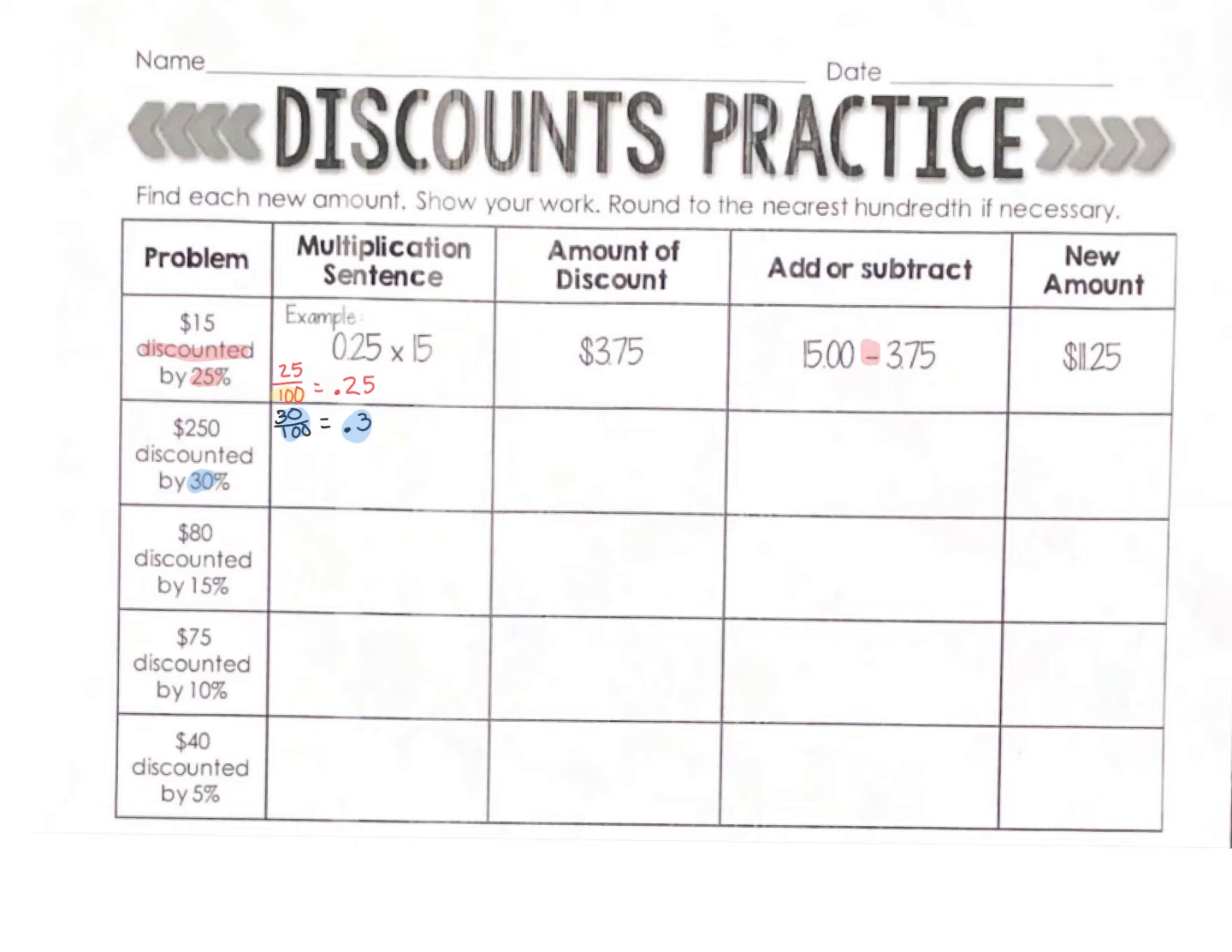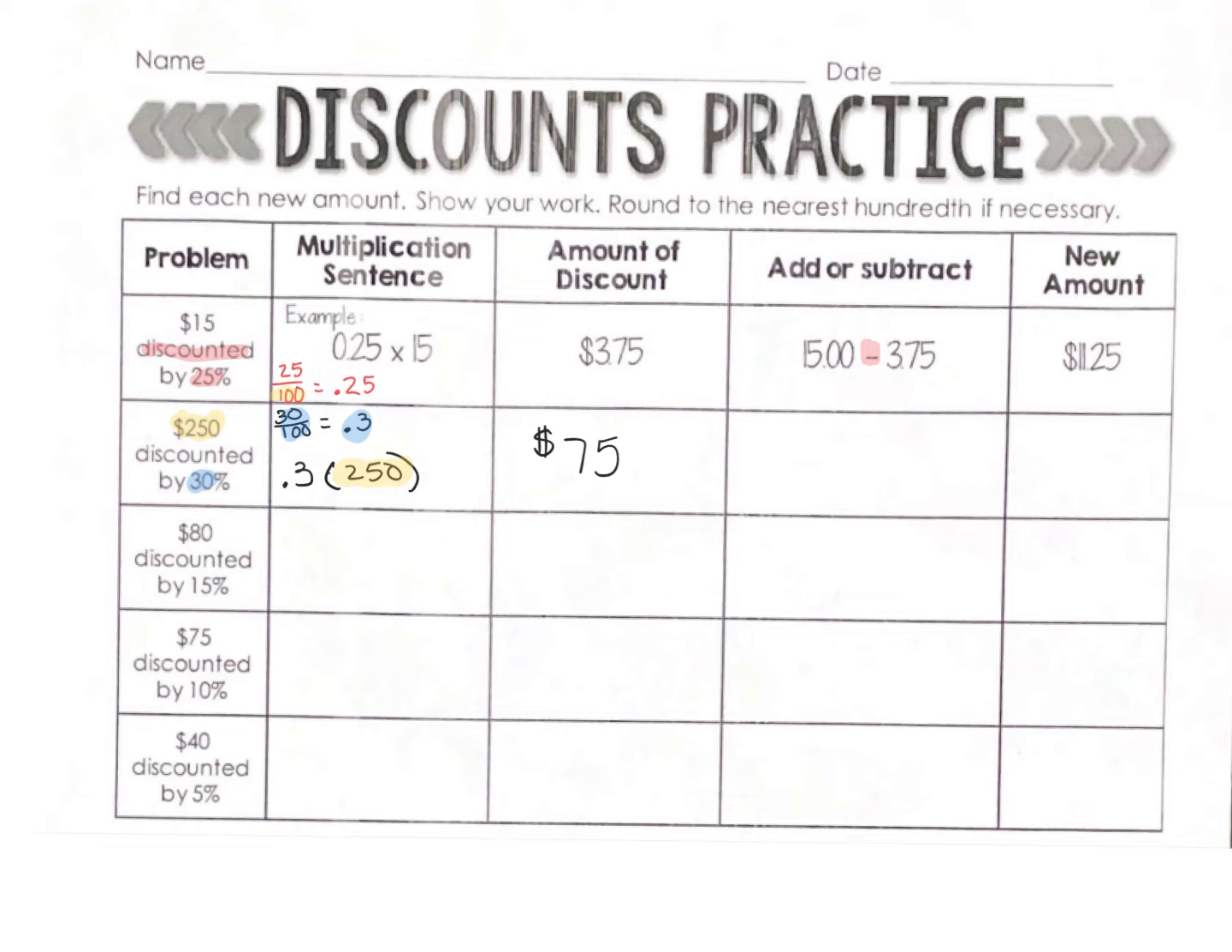We are going to multiply my percent off, 0.3, by the total cost, 250, right here. Total cost, 250. Now that we've done that, we do 0.3 times 250, and that gives us an answer of 75. So our amount of discount is $75.